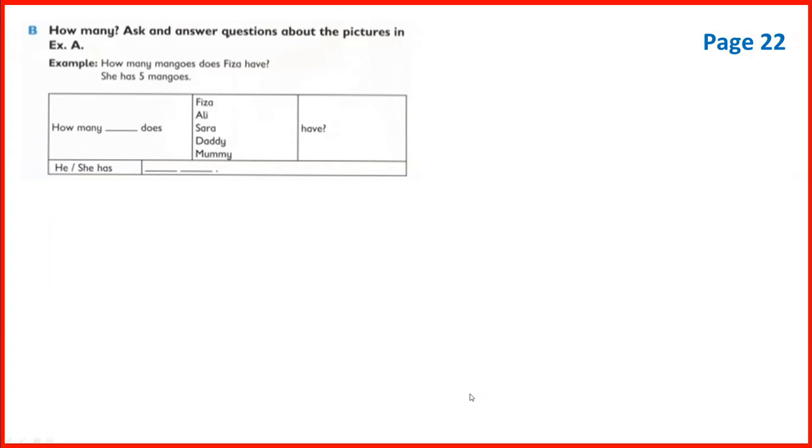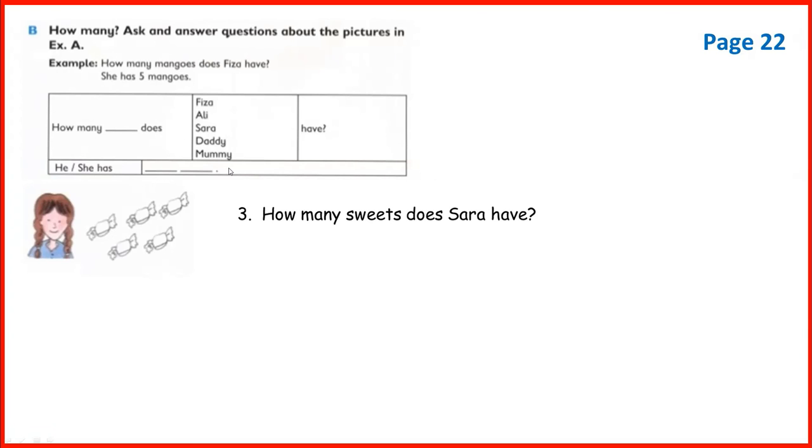Now the next one, Sarah. The next person is Sarah. And where is Sarah? Look at. And Sarah has 5 sweets. Okay, first you make the question: How many sweets does Sarah have? She has 5 sweets. Write the answer. She has 5 sweets.